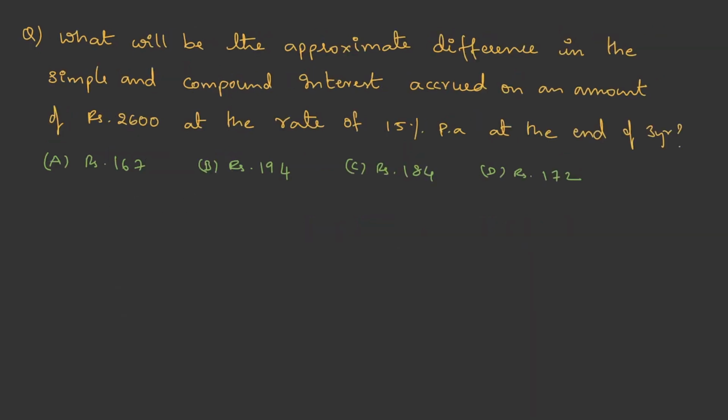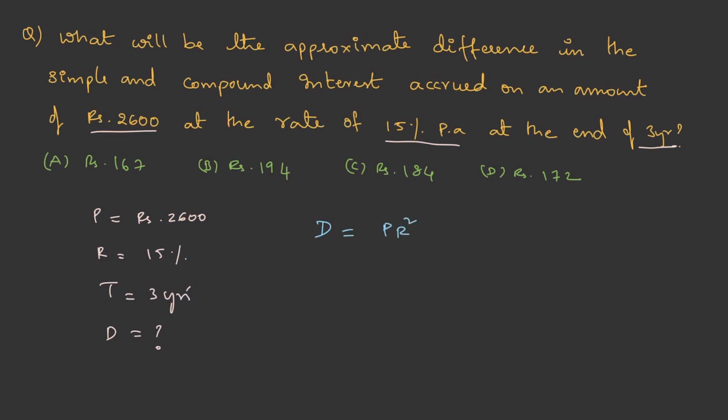Let's do one more. What will be the approximate difference in the simple and compound interest accrued on an amount of rupees 2600 at the rate of 15% per annum at the end of 3 years? Again, for this, let me write the given data. Principal is rupees 2600, rate is 15%, time is 3 years, and we are supposed to calculate the difference.